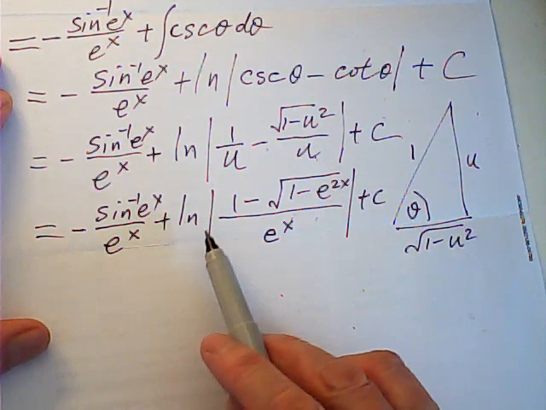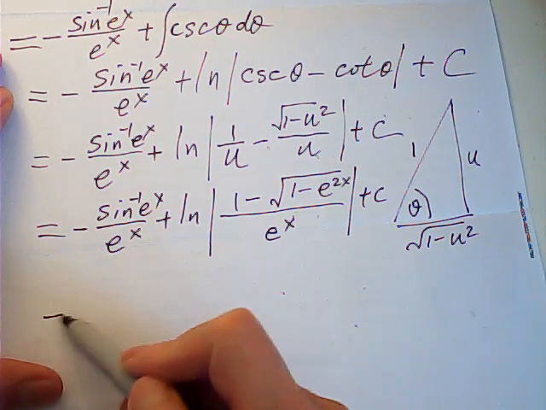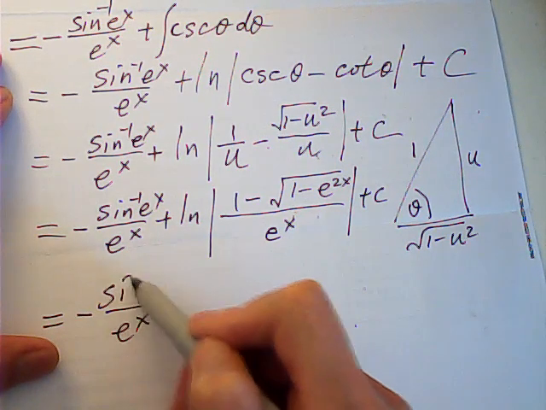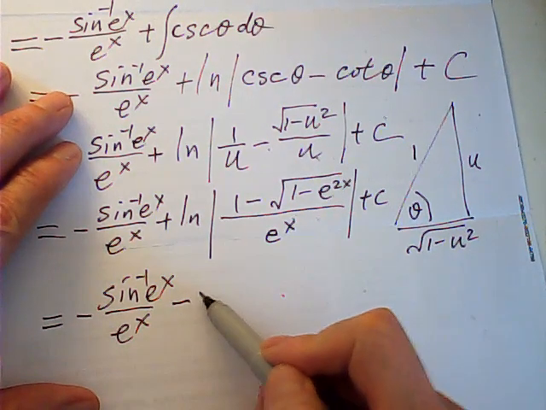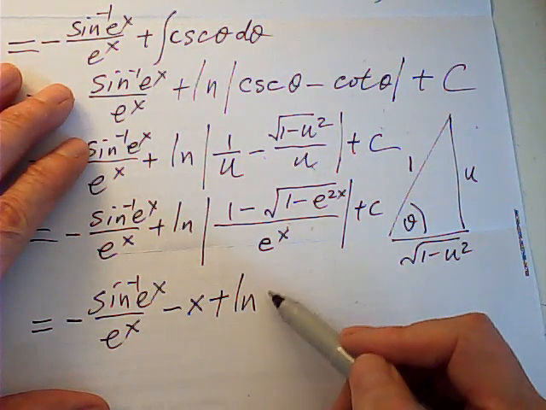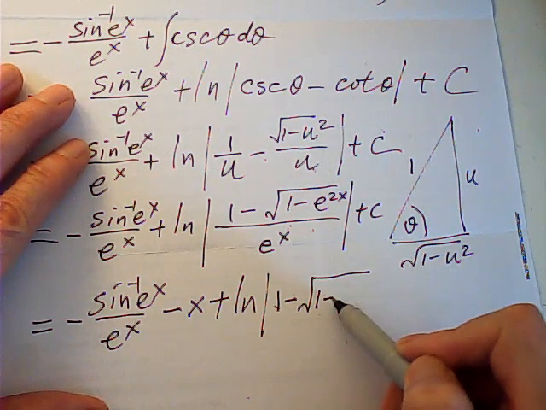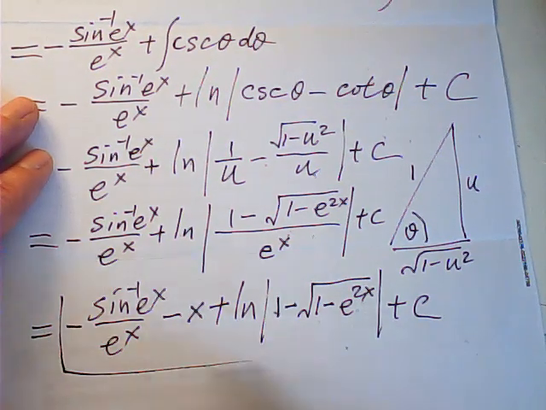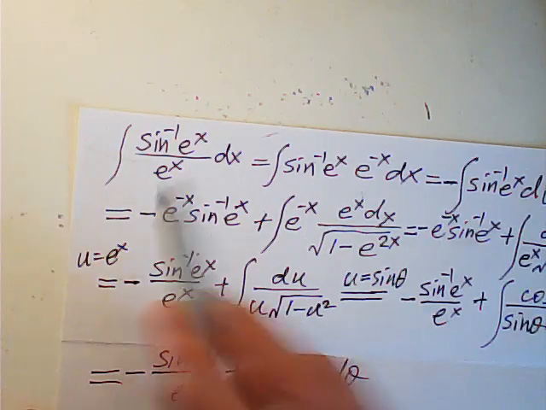And then this is equal to log the numerator minus log the denominator. So this one is equal to sine inverse e to the x minus, this is x, right? This is x, and the plus natural log 1 minus square root 1 minus e to the 2x. That is my result for this integral.